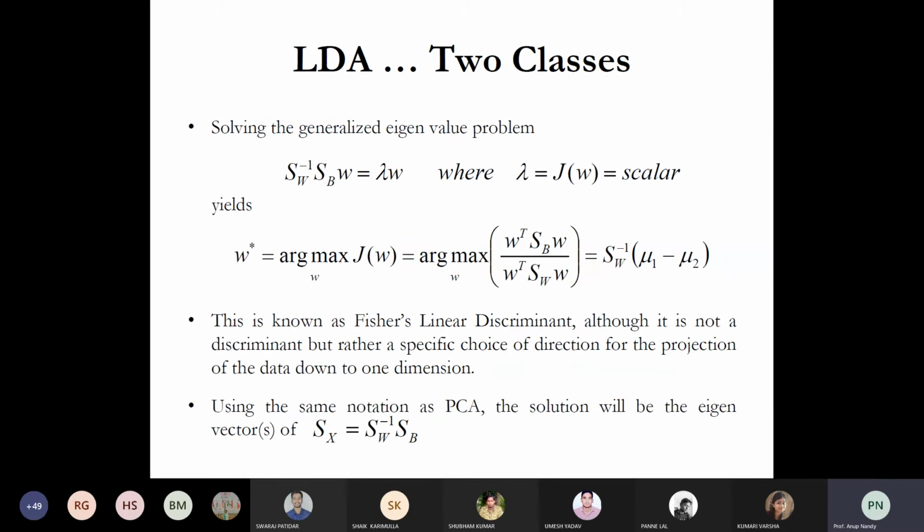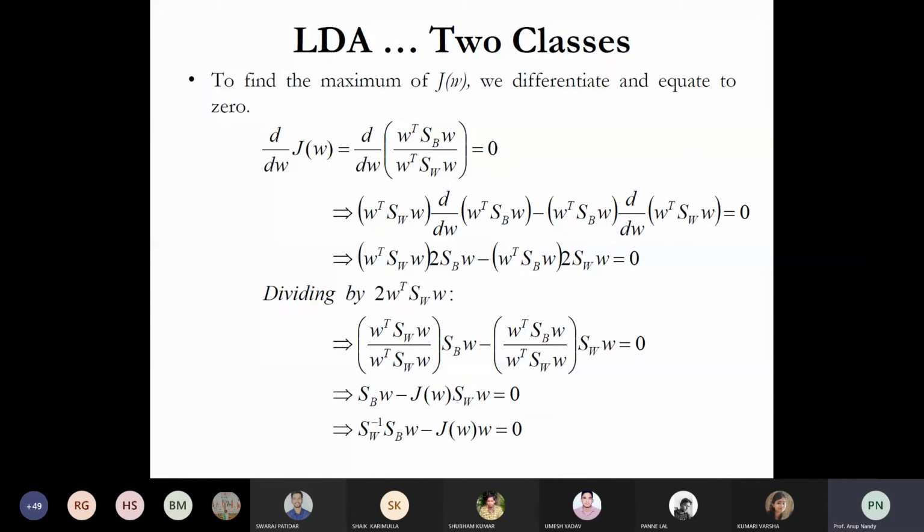Now you have to solve the generalized eigenvalue problem. So your objective is to find this dimensionality reduction, and simultaneously you have to take care of class separability. Now you have to solve the generalized eigenvalue problem. So from these expressions you have SW inverse SB W is equal to lambda times W, where lambda is equal to J(W), that is a scalar. So from these things we are going to establish it.